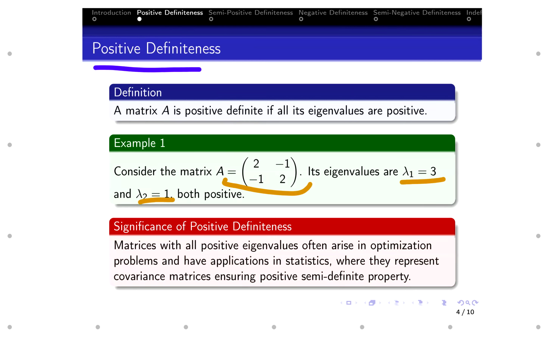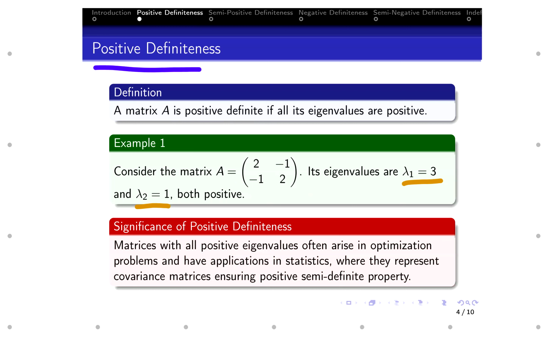So because the eigenvalues are both positive, of course, for a 2 by 2 matrix, you expect to have two eigenvalues. And the two eigenvalues in this case are positive. If you have a 3 by 3 matrix, you expect to have three eigenvalues and so on and so forth. So all the eigenvalues are positive. So you can say that this matrix is positive definite.